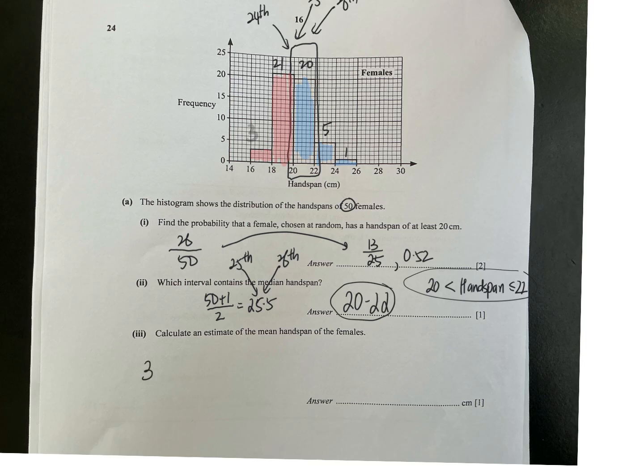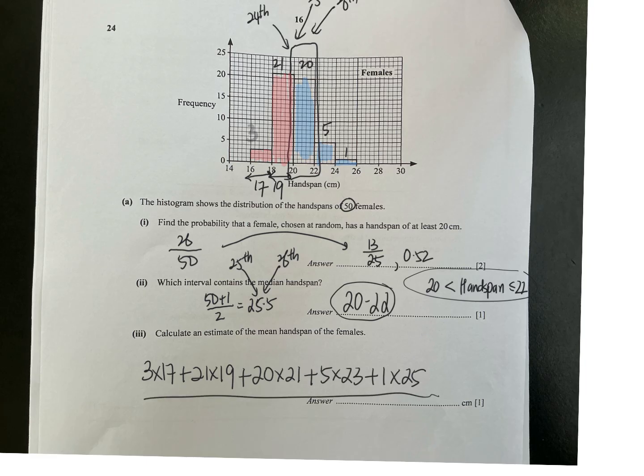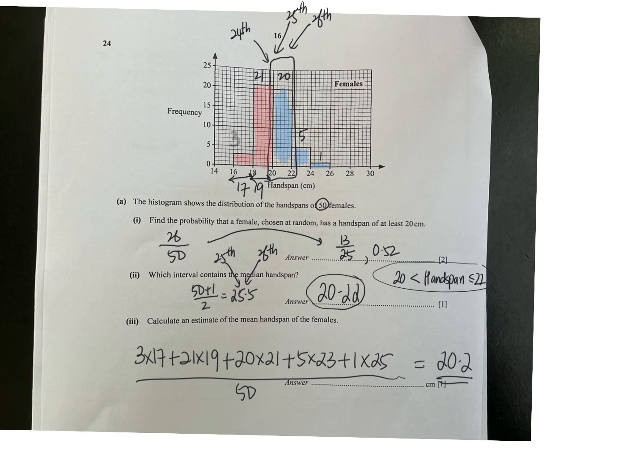So 3 people, or in the mid range. You need to find the mid value between 16 to 18, so 17. Then between 18 to 20, the mid value is 19. So I have 21 of them. And then 20 of them in the 21 zone. 5 of them in 23. And 1 of them in 25. So remember, find the mid value of the interval. Divide by 50. So you should get 20.2. So this is your mean.